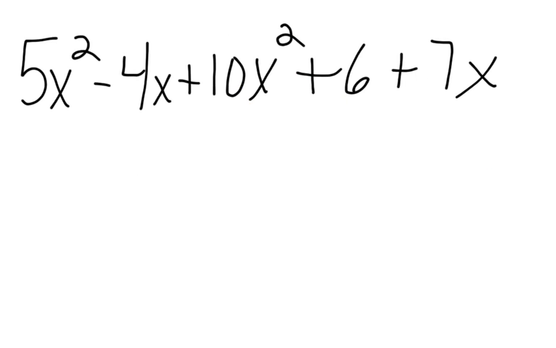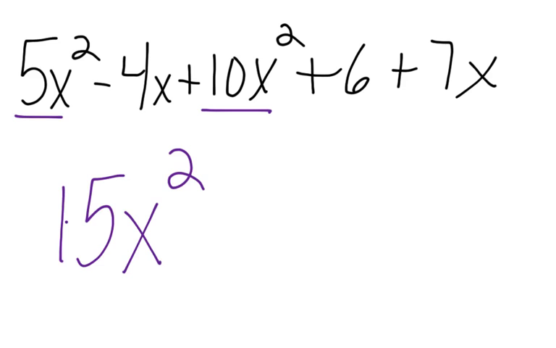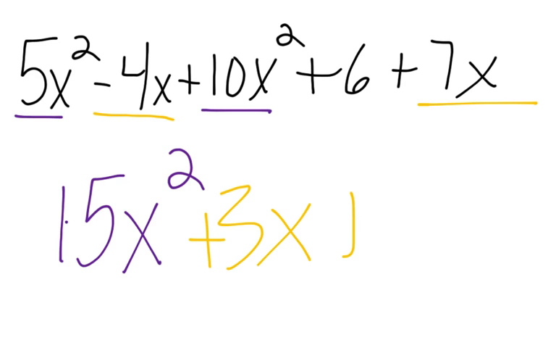Alright, you won't always have two expressions that have parentheses. You might have an expression like this, and the directions will simply say combine like terms or write an expression in simplified form. So you work the same way you did with parentheses. You find the terms that are the same. So you have a 5x squared and a 10x squared gives you 15x squared. A minus 4x and a positive 7x gives me a positive 3x. And I have just a plus 6, nothing to combine it with.